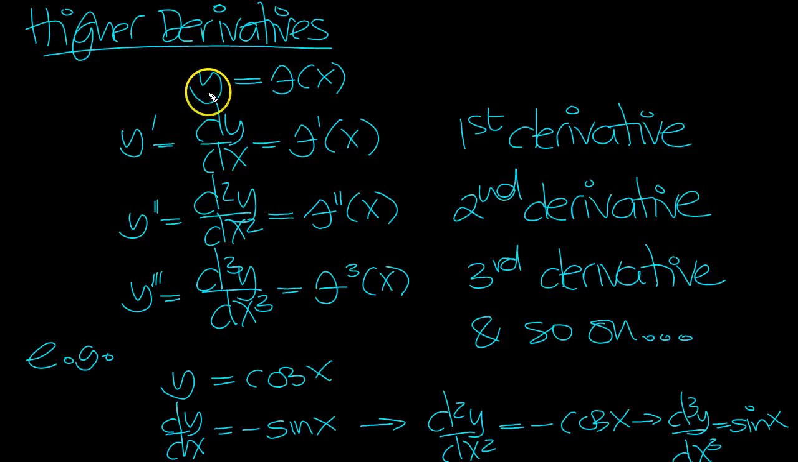Higher derivatives. If we have y equals f of x, then we can write dy dx. The shorthand is y dashed, or we can write f dashed x. These are all the same thing. So dy dx is f dashed x, or y dashed. Then we can differentiate again.